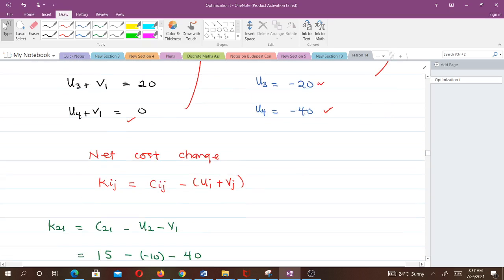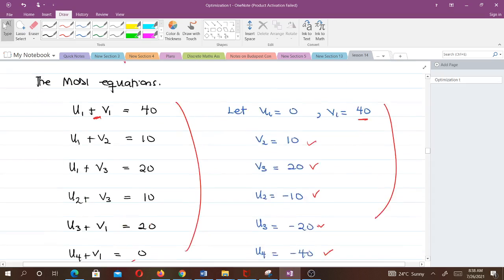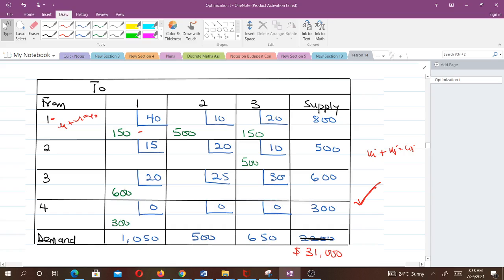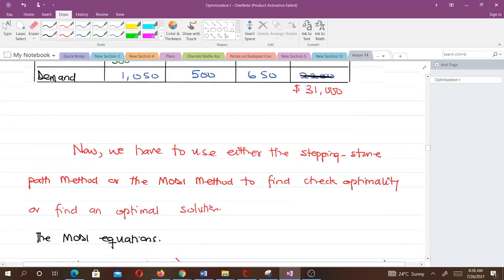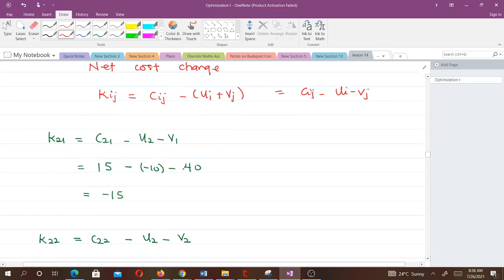Then we would have to calculate what we call the net cost change. In the net cost change, we calculate it for the empty cells, and we use what we call Kij equals Cij minus (Ui plus Vj), which is the same as Cij minus Ui minus Vj. So you can see that here we have an empty cell. So that means here the net cost change is going to be K21 equal to C21 minus U2 minus V1, right? And that will give us minus 15.